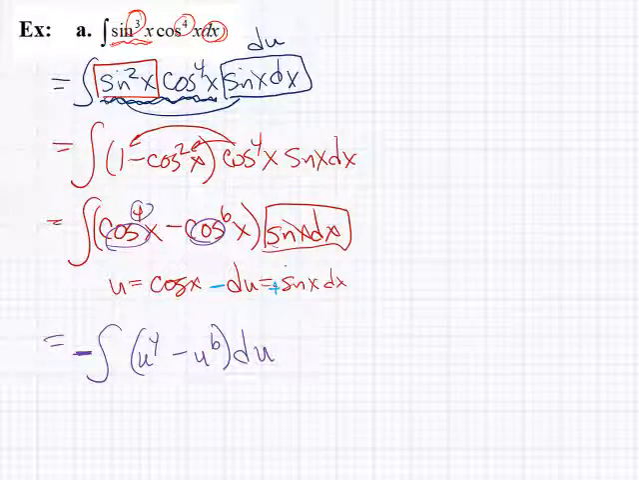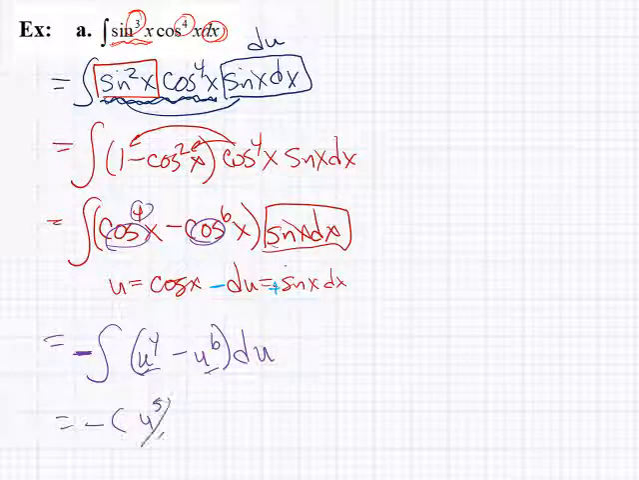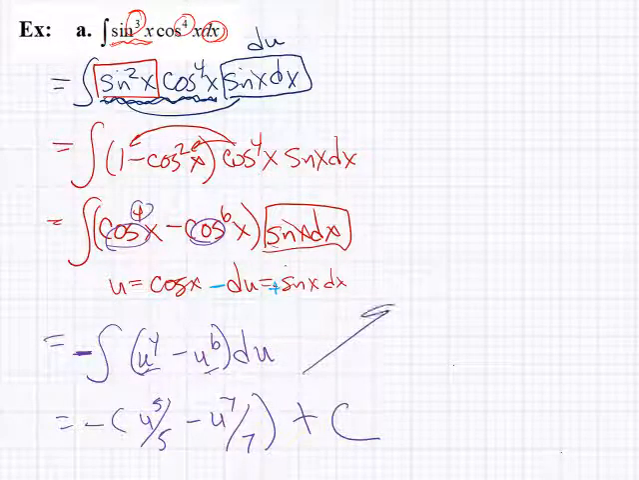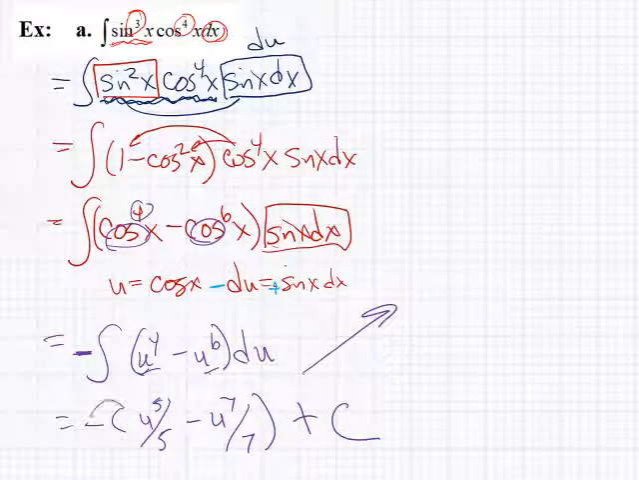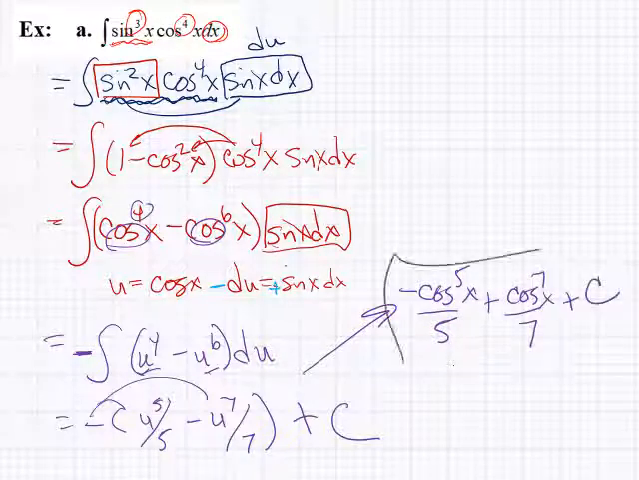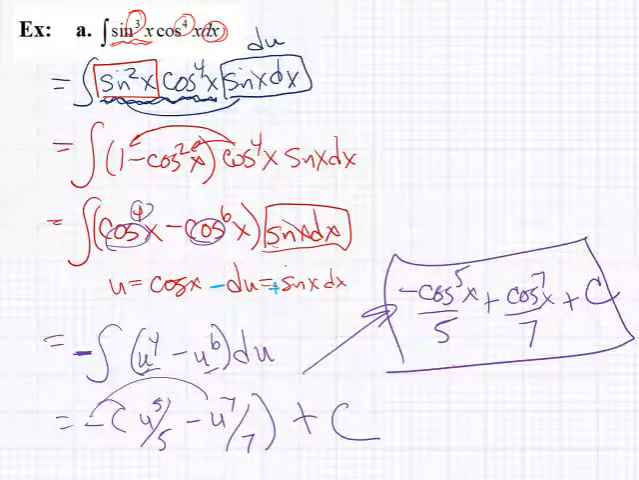And so I just basically have two simple power rule integrals. So I have this negative out in front, I get u to the fifth over 5 minus u to the seventh over 7 plus c, resubstitute in. I can distribute this negative in as well, and I get negative cosine to the fifth x over 5 plus cosine to the seventh x over 7 plus c. The end.